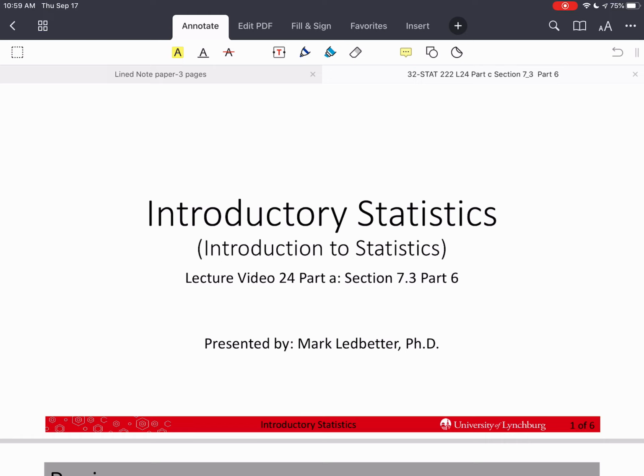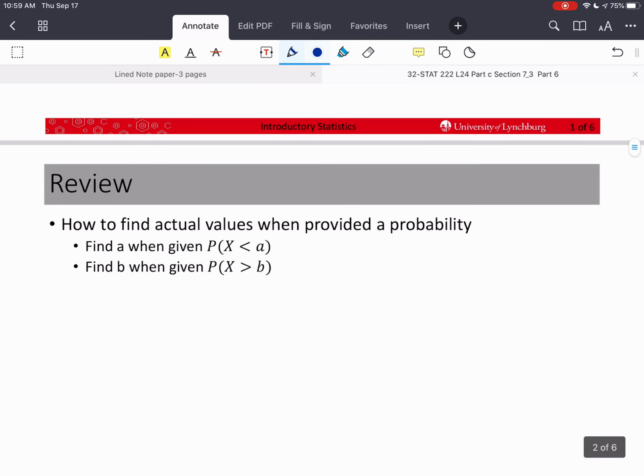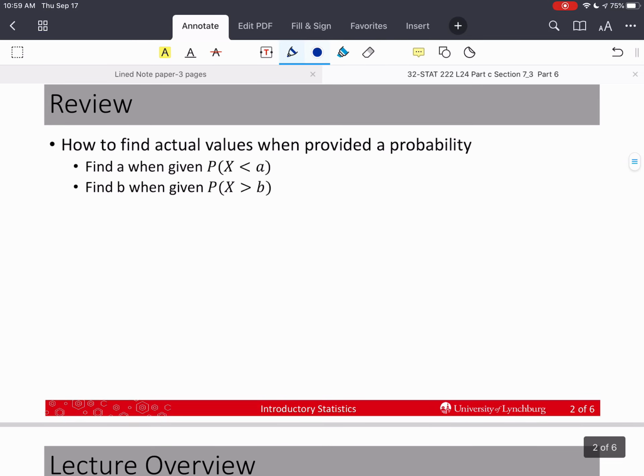We are in section 7.3, part 6, and I think this should be part C. So sorry about that.